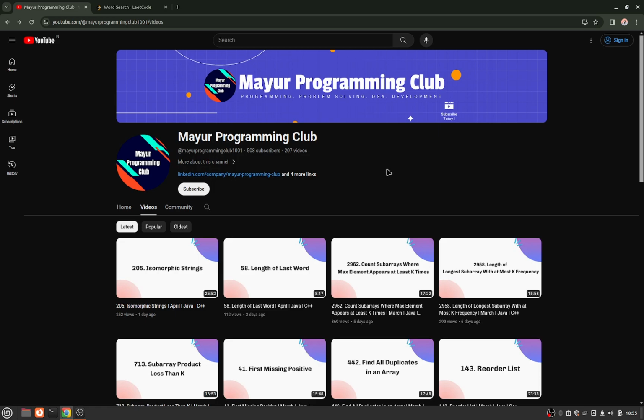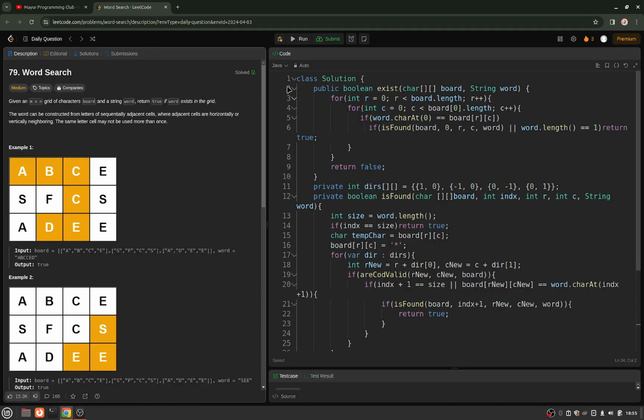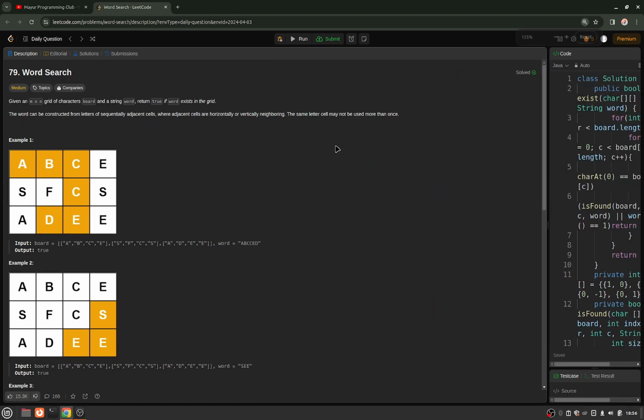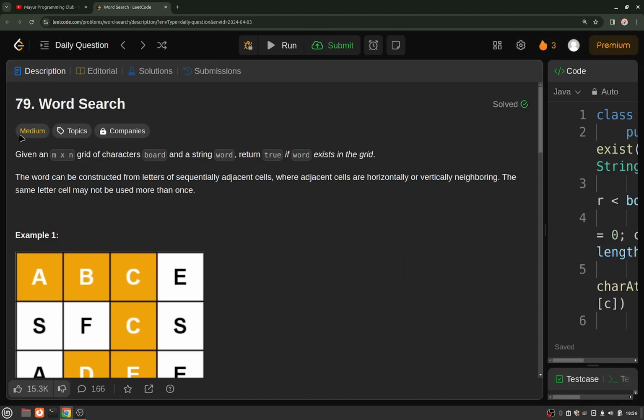Today we will be solving another daily Leetcode problem, and the problem's name is word search. So you will be given a grid of m cross n size, which will consist of characters, and you will be given another thing which will be a word. Okay, and you have to return true if that word exists in the grid.